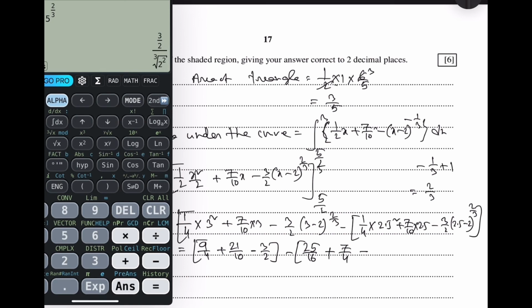Let me write it in the calculator, keeping it the same: 25 by 16 plus 7 by 4 minus the answer. Let's see what that is. Now let me do it in more detail.